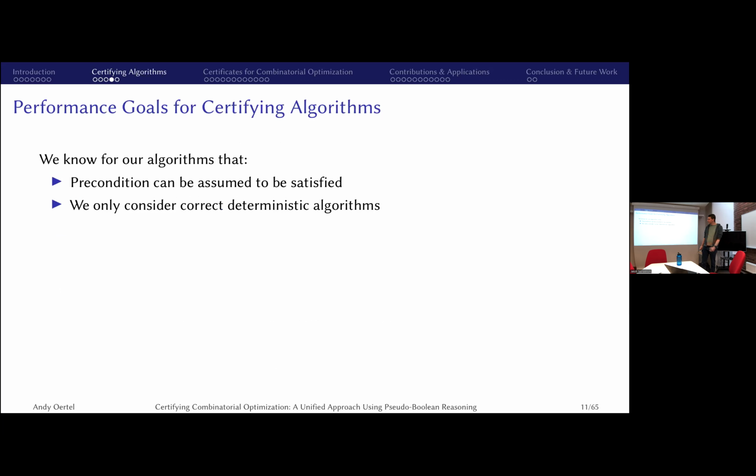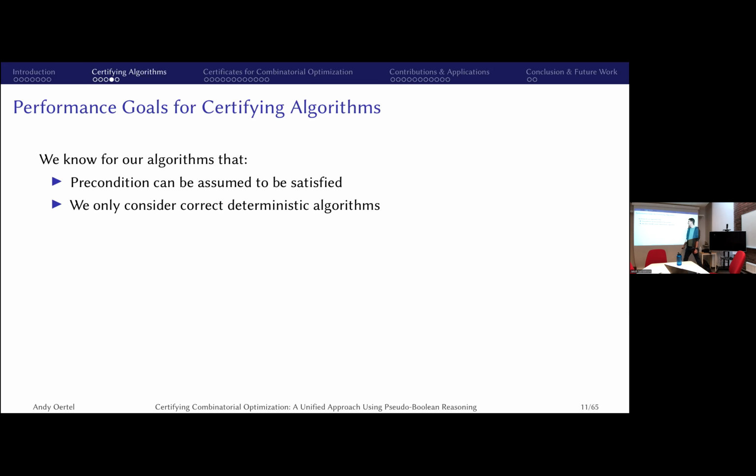So now let's talk a bit about certifying algorithms and what performance goals we want to achieve for them. The checker could run in any time, but actually we have some nice results that give us performance guarantees for the checking, the certificate, and the size of the certificate. Let us first make two restrictions or assumptions that are generally true, at least for the algorithms that we consider.